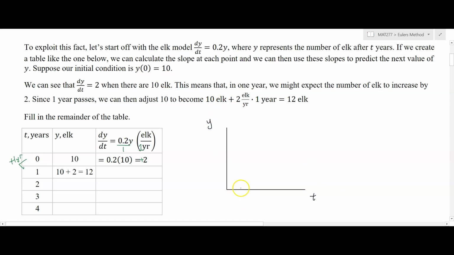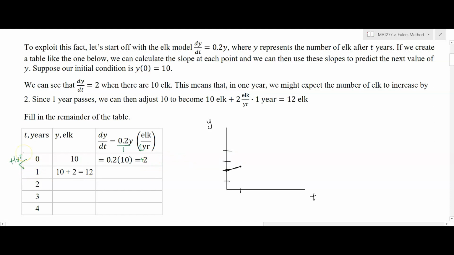Okay, so at t equals 0, we said that there were 10 elk. Maybe I'll count in fives: 5, 10, 15, 20. So there were, at time 0, 10 elk. Now I assumed that 2 elk per year is a constant rate of change. So to get 12 elk right here, what I should draw between these 2 points is a straight line. And the reason I'm doing that is because this 2 elk per year is assuming a constant rate of change over the period of that full year.